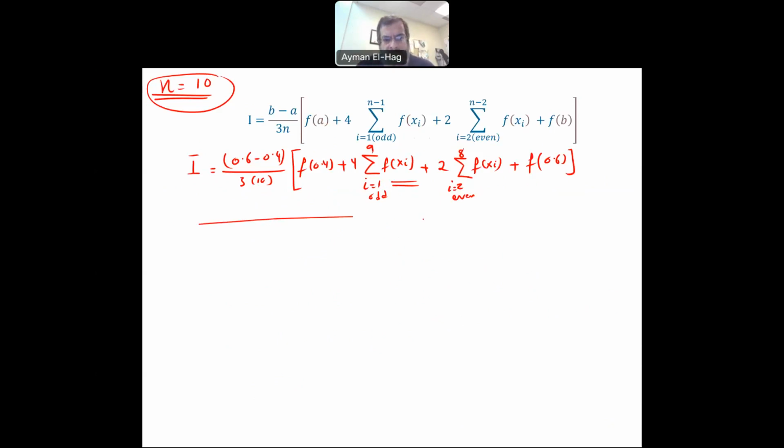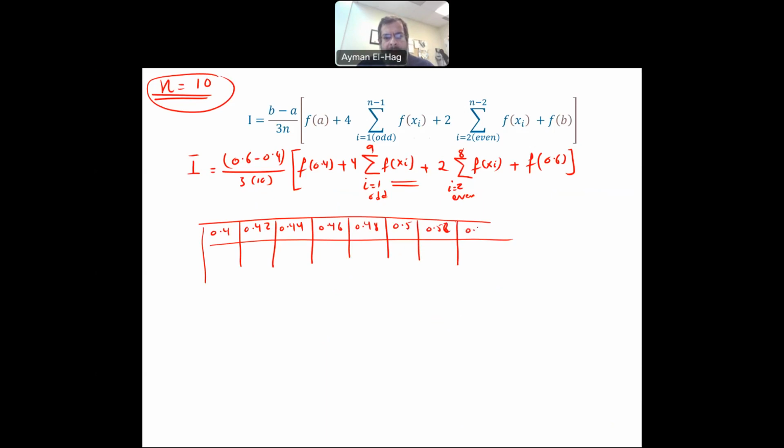So if you just put it here in a table to make it clearer. We start from 0.4, then we will have 0.42, and then 0.44. So every time the increment now becomes 0.02: 0.46, 0.48, 0.5, 0.52, 0.54, 0.56, 0.58, and finally 0.6. You have to end up at the final limit. So this is 0.4, and this is 0.6.